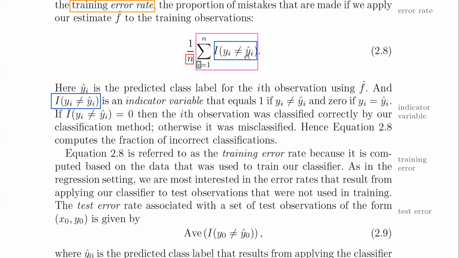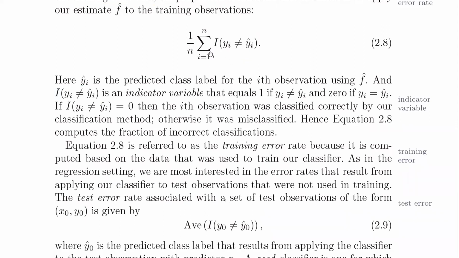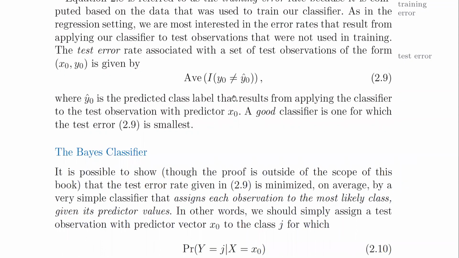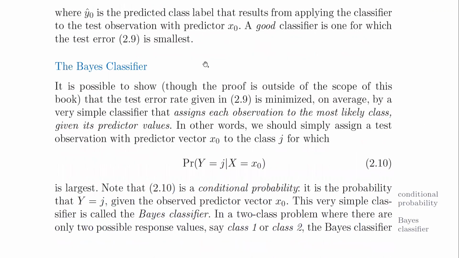It is the same formula. It's just using, instead of the training data, the i observations, these y naughts. But plural, please, plural. Where y naught is the predicted class label that results from applying the classifier to the test observation with predictor x naught. A good classifier is one for which the test error is smallest.